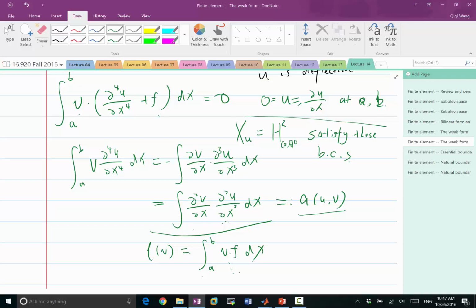All right. So this is just another example of what the weak form can be for other equations.